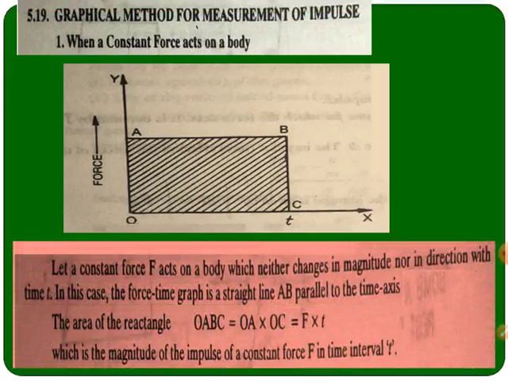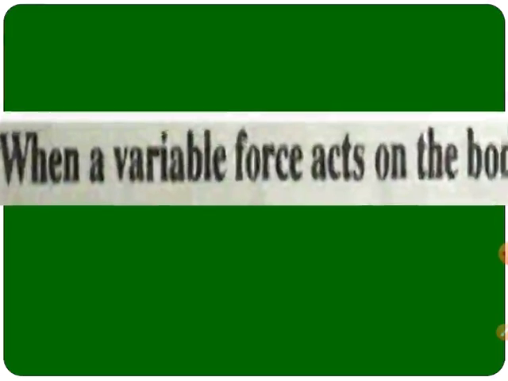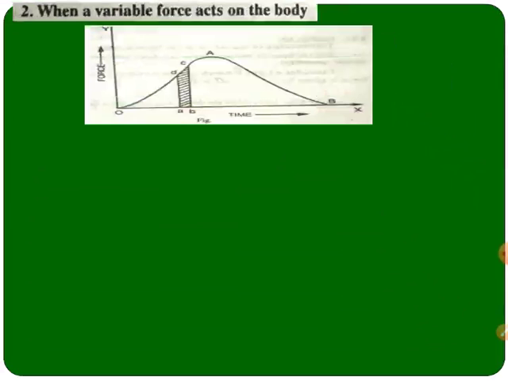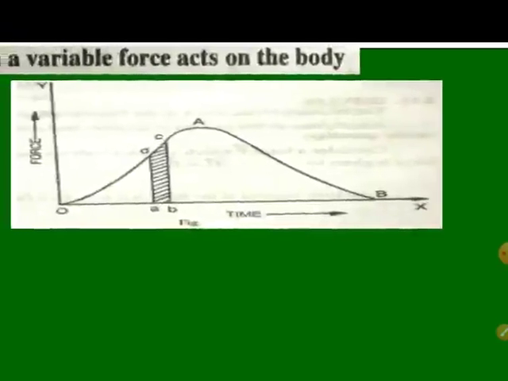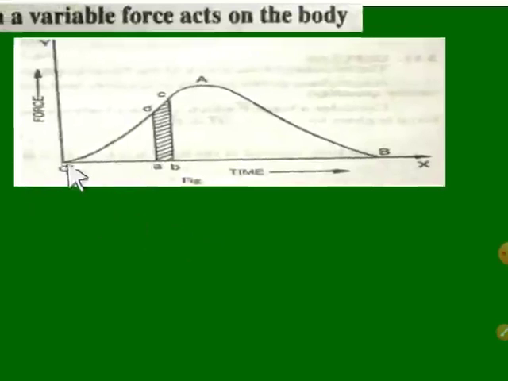And let's take the next one, which is due to a variable force. Suppose a body is acted upon by a variable force, then how do we find the impulse from the force time graph? Let's see. This is the graph of force versus time for the variable force. Let me zoom in a little bit so that you can see it. Now this is the time axis and this is the y-axis. Along the y-axis you draw force, and if the graph of force versus time is like this, then what happens?